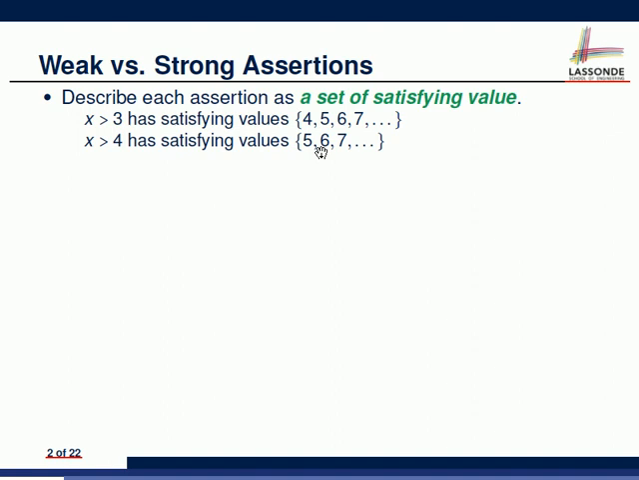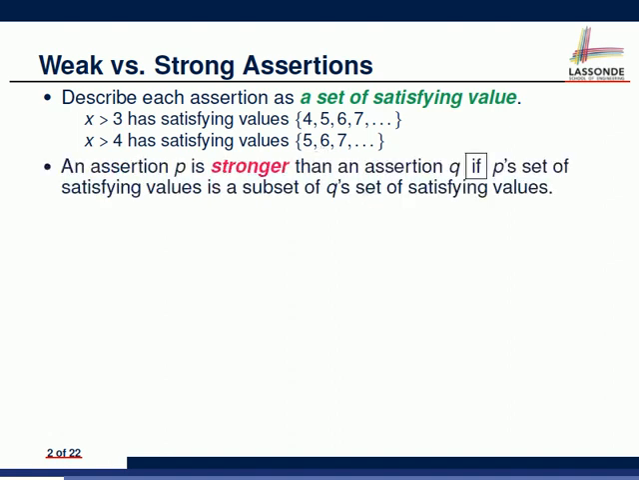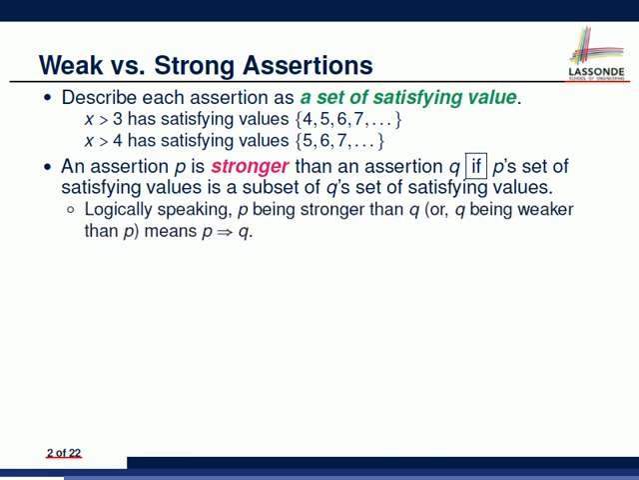So now every time I give you 2 predicates, if you can see the corresponding set of satisfying values, whichever has a smaller set, we say that the predicate is stronger. Let me just show you the definition and then give you some intuition. We say that an assertion P is stronger than another one. So it's relative. Assertion P is stronger than assertion Q if the corresponding set for P is strictly smaller than the corresponding set for Q. Logically speaking, we say P implies Q.